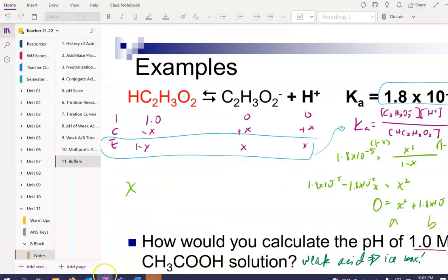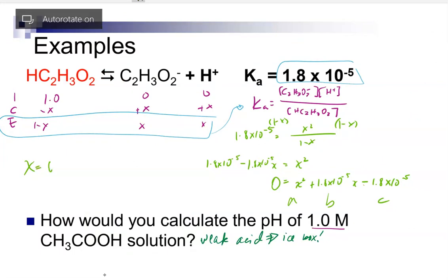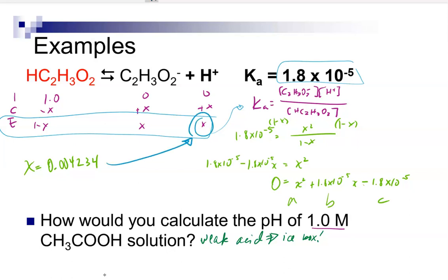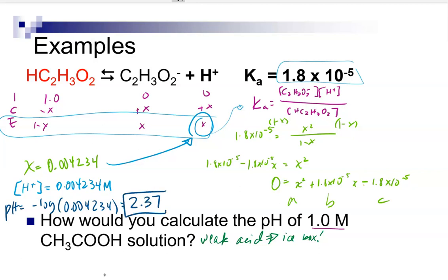0.004234, we'll call it. And then what do we need that for? Specifically in this problem, we need that because we need to know the H plus concentration, so we can stick it into the negative log. So the pH is negative log of 0.004234. I got 2.37. So the pH of a 1 molar acetic acid solution is 2.37.